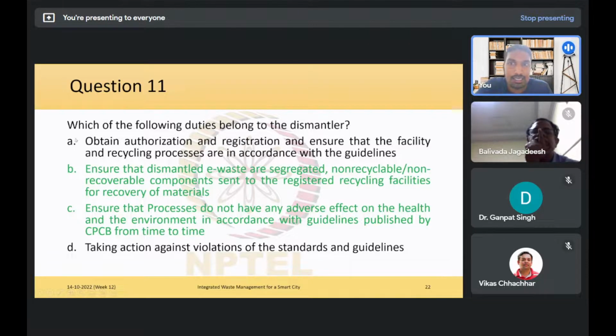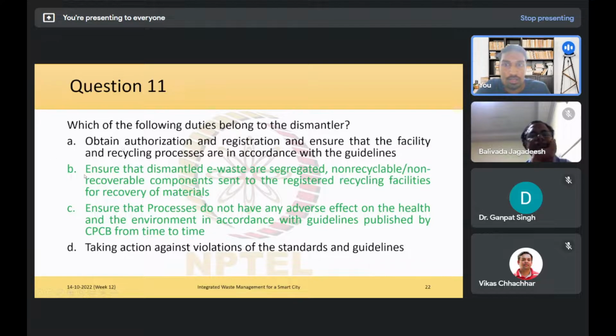Option A is about the recycling process. I said earlier that all the dismantlers, recyclers, as well as collection centers have to register and obtain authorization from the SPCB. But here we are saying that it is not only for the facility but also for the recycling process. Dismantlers do it only for dismantling purposes, not recycling. Some facilities may have this combined, but here we are only focusing on the dismantler specifically. Therefore, option A is not correct.